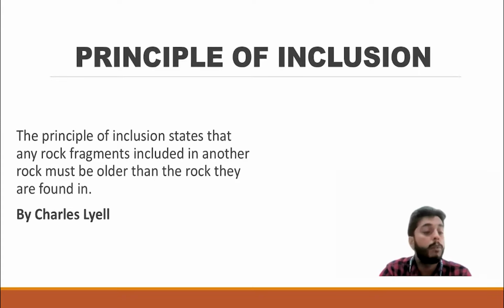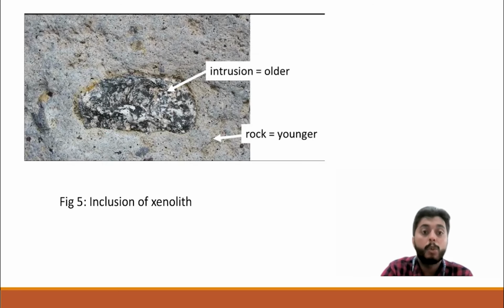Next law is the principle of inclusion. The principle of inclusion states that any rock fragments included in another rock must be older than the rock they are found in. This image shows an inclusion. So there is another type of rock that is surrounding the inclusion, and the surrounding rock is the youngest rock, and the inclusion is the oldest.